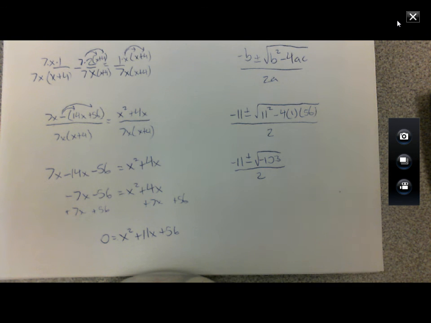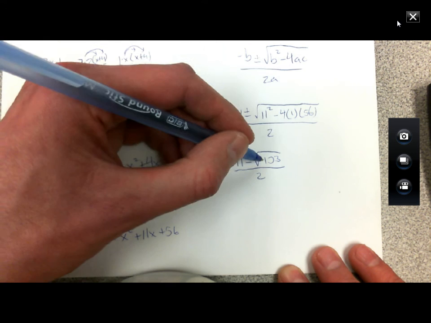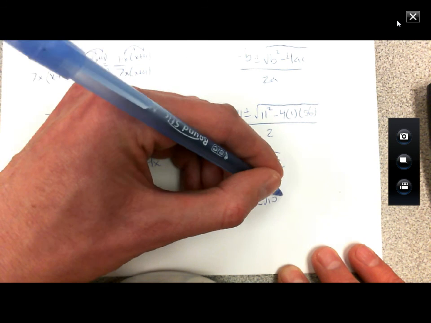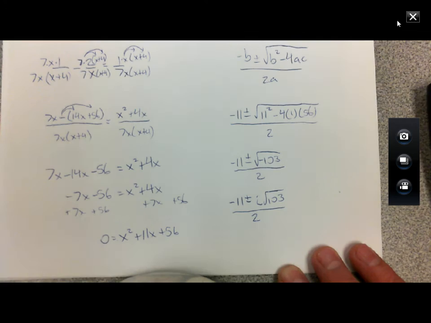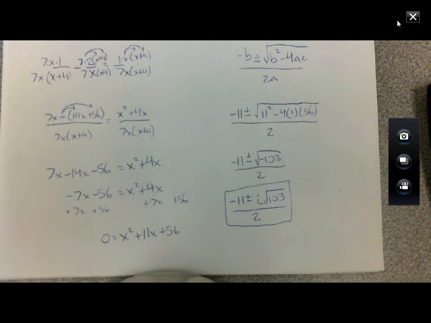Now 103, I'm going to ignore the negative for just a minute. 103 is prime, so we can't factor that any further. So we're good with 103. We can't reduce that any further. I can pull the negative out though, because the square root of negative 1 is i, all over 2. So that would be the correct answer for this one. If you did not get negative 7 and negative 8 because you got this answer, you did do it correct. And so that is the correct answer for this problem.